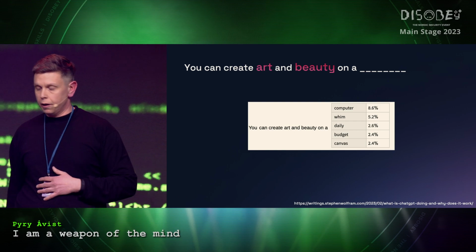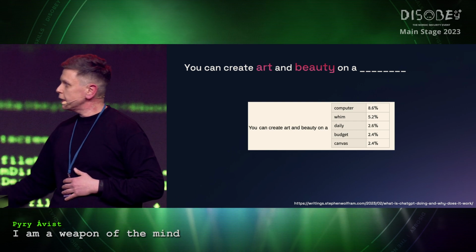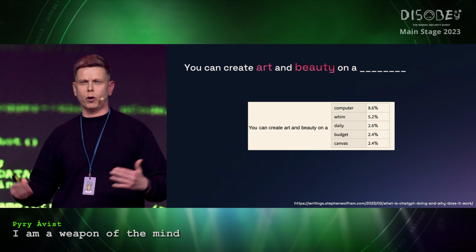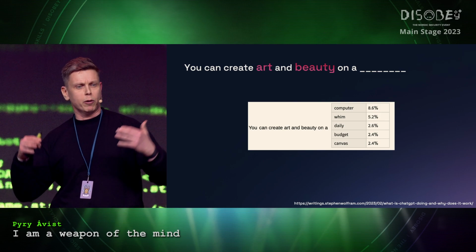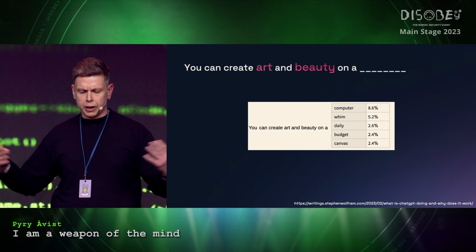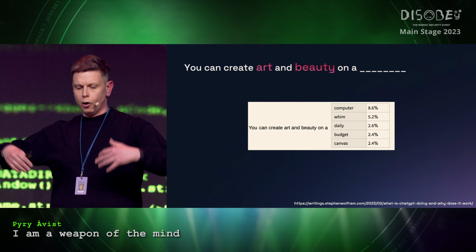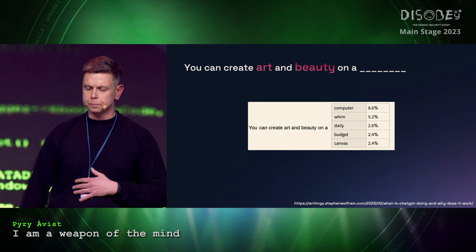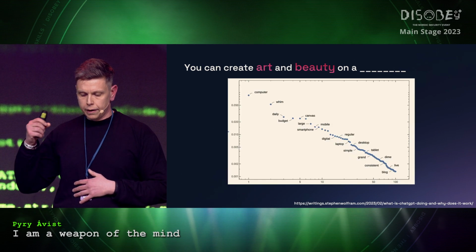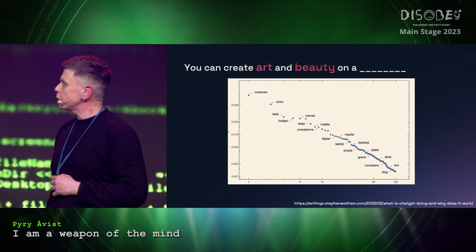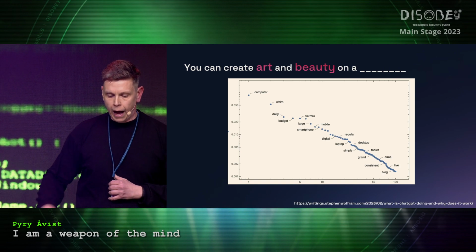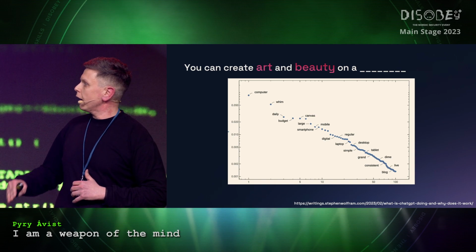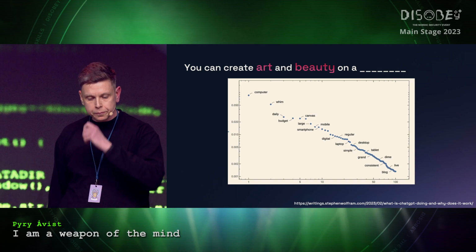So this is, for example, the output for this sentence using GPT 2.5, which isn't the latest and greatest, but still quite a formidable model. You can see the most probable word is: you can create art and beauty on a computer, on a whim, daily, on a budget, and of course, on a canvas. And if you plot the 100 most probable words, you get something like this. It's in a logarithmic format, so the probabilities actually drop quite significantly, quite fast.